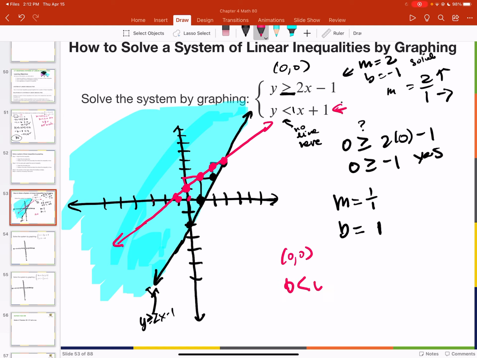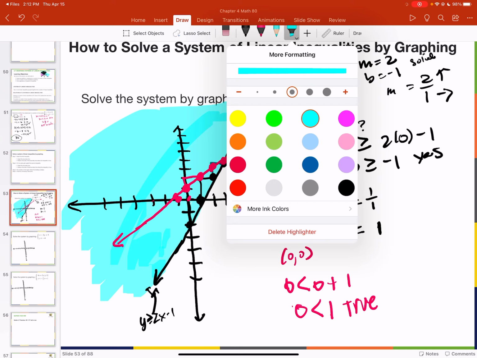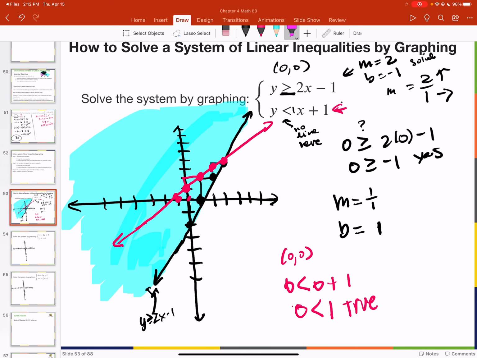So 0 less than 0 plus 1. Is that true? Yes, 0 is less than 1. So that's true. So what that means is I'm going to shade the side that includes that test point. Okay. So I'm going to do that. So the side that includes the test point is this side.